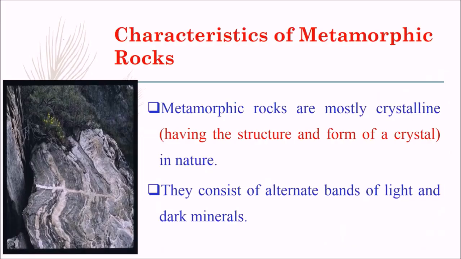Finally, we are going to learn about characteristics of metamorphic rocks. The first characteristic is that metamorphic rocks are mostly crystalline in nature. Crystalline means having the structure and form of a crystal. The second point is that they consist of alternate bands of light and dark minerals. So as we see in this picture, there are alternate bands of light and dark minerals.